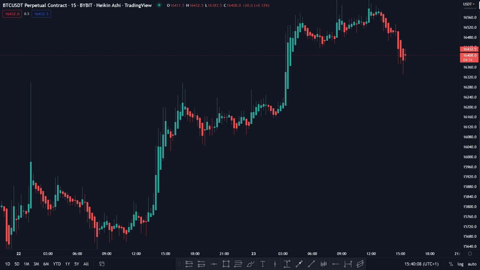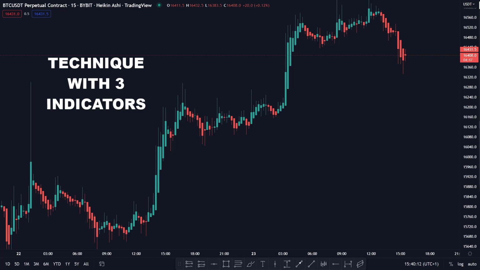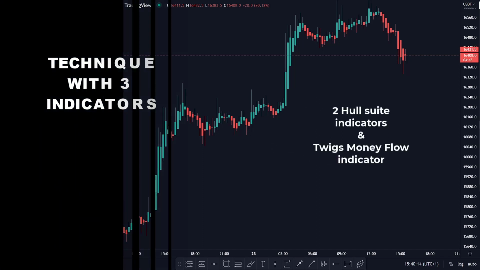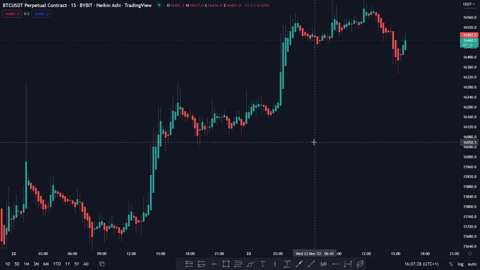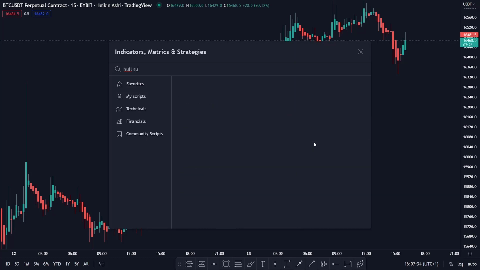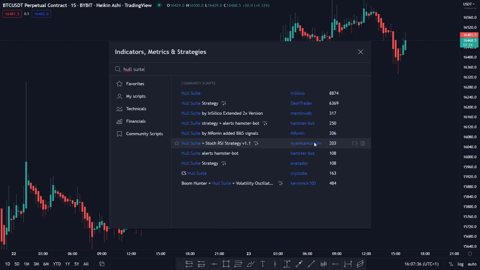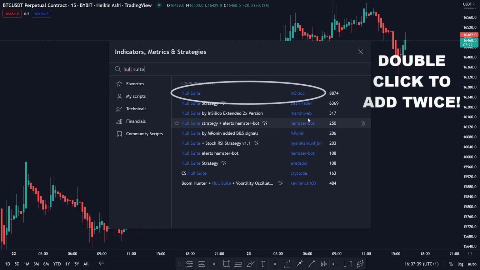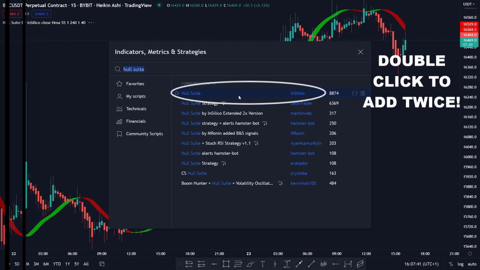In today's video, we will explore a new trading technique with 3 indicators, 2 Hull Suite indicators and a Twiggs Money Flow indicator. First, we add the indicators for this strategy. We go to TradingView and click Add Indicators. Then we type Hull Suite and add it twice to our screen by double-clicking on the first result that pops up. This is usually the one made by InSilico.